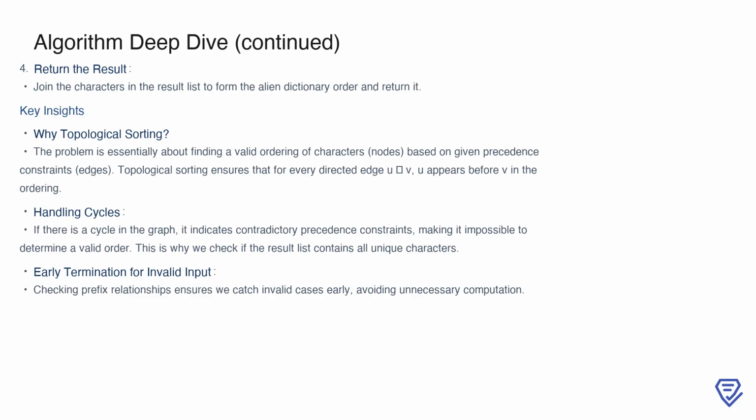First, why do we use topological sorting? This problem essentially boils down to determining a valid ordering of characters based on precedence constraints. Topological sorting guarantees that for every directed edge U to V, U appears before V in the final order. Additionally, detecting cycles is crucial because they represent conflicting constraints that make a valid order impossible. Lastly, by checking prefix relationships early during the graph construction phase, we can terminate the algorithm early in cases where the input is invalid, saving unnecessary computation.